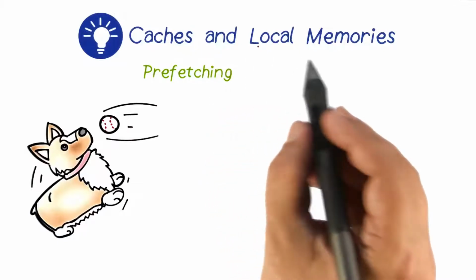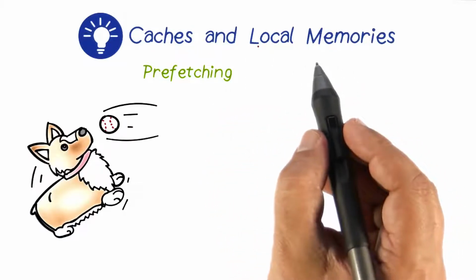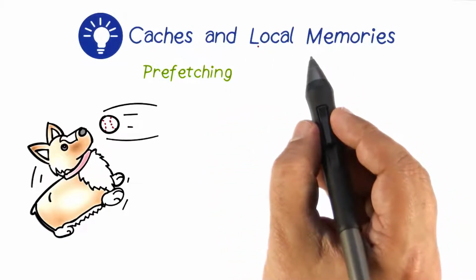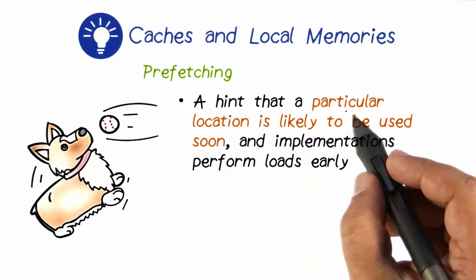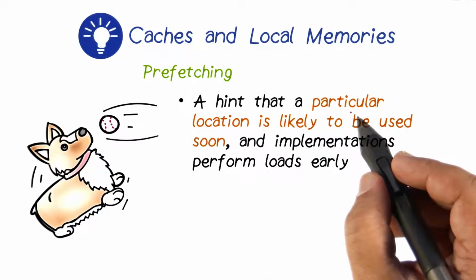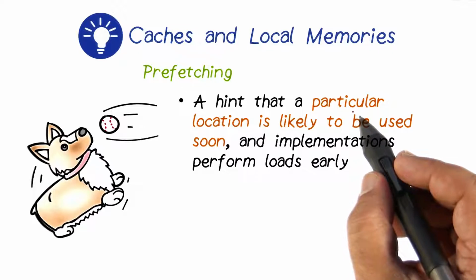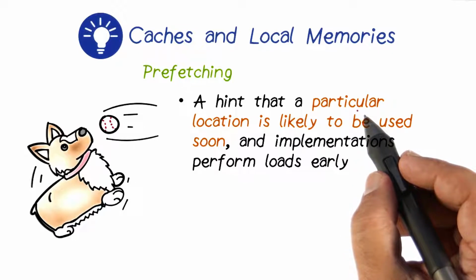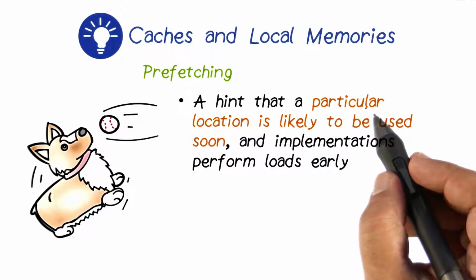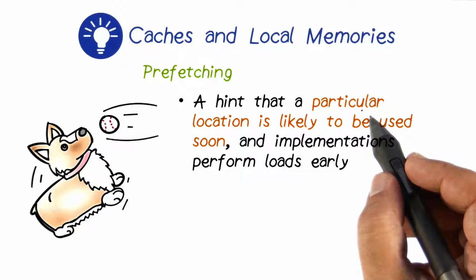Finally, let's take a look at caches and local memories, which are important parts of the microarchitecture. One of the important things we are going to look at is something called prefetching. What is prefetching? Prefetching is a hint that a particular location is going to be used very soon and you must get the data ahead of time to avoid the latency penalty.